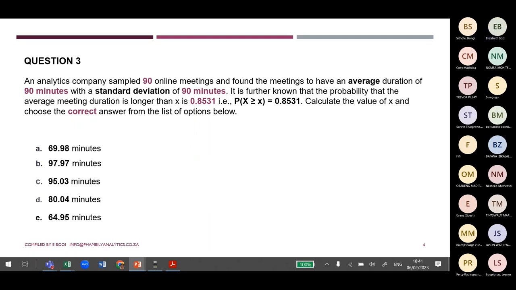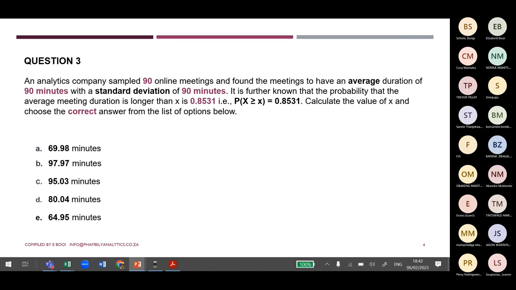Question number 3. An analytic company sampled 90 online meetings and found the meetings to have an average duration of 90 minutes with a standard deviation of 90 minutes. It is further known that the probability that the average meeting duration is longer than X is 0.8531. That is, the probability of greater than or equal to X will be 0.8531. Calculate the value of X and choose the correct answer from the list of options below.